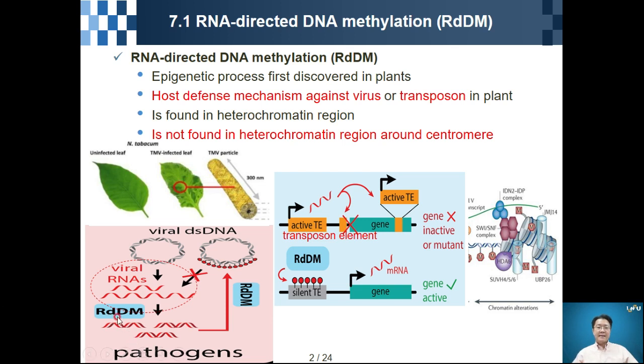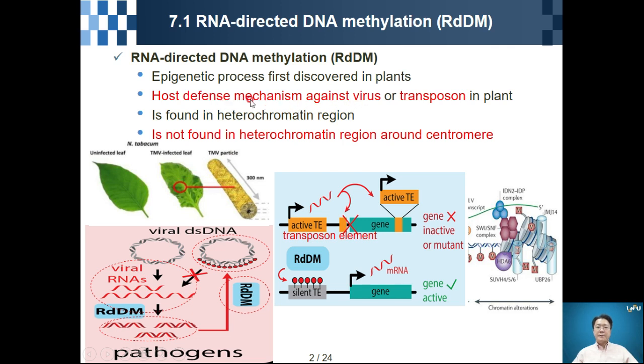So RdDM happens. Using RdDM, they will make double-stranded RNA, but I will not cover that in detail. After they make the double-stranded RNA, another RdDM step happens. Finally, they make methylation in the viral double-stranded DNA. In this case, this viral double-stranded DNA cannot be transcribed. So this is the host defense mechanism against the virus.